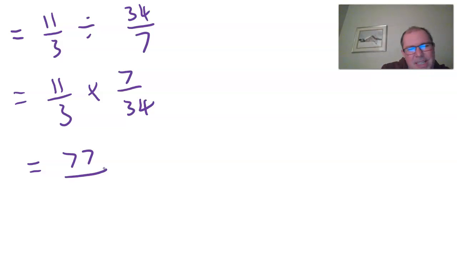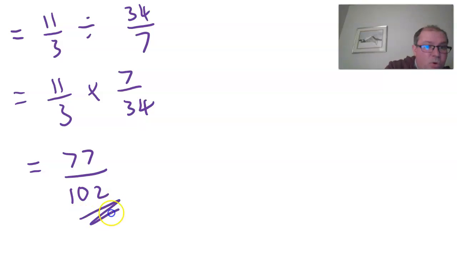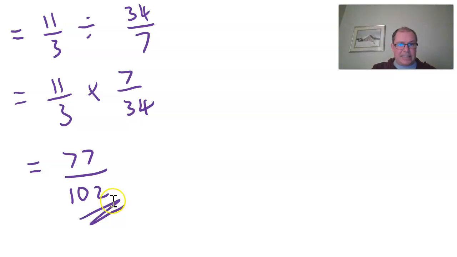And on the bottom, 3 times 34, doing that in my head. 3 times 30 is 90. 3 times 4 is 12, so 102. Woo, sneaky one. Nice one to end on. And there we go. So hopefully you got that right, 77 over 102. If not, try it again, and that's it.